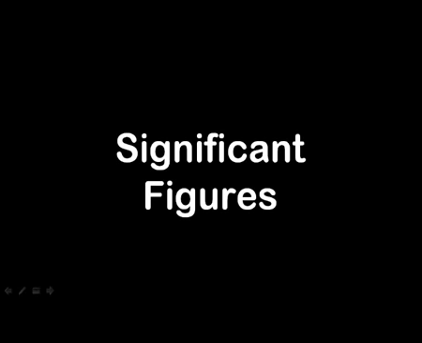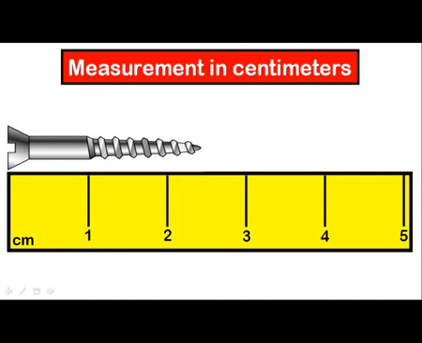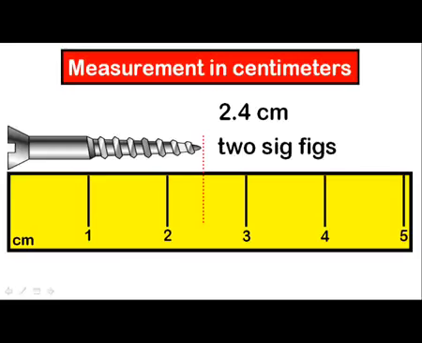Let's start by taking a look at a measurement. On this ruler, every line is worth 1 centimeter. So we must estimate the final digit to the 10th place. In this case, I would estimate the length of this object as 2.4 centimeters. Therefore, this measurement would have exactly 2 significant figures, or 2 sig figs for short.